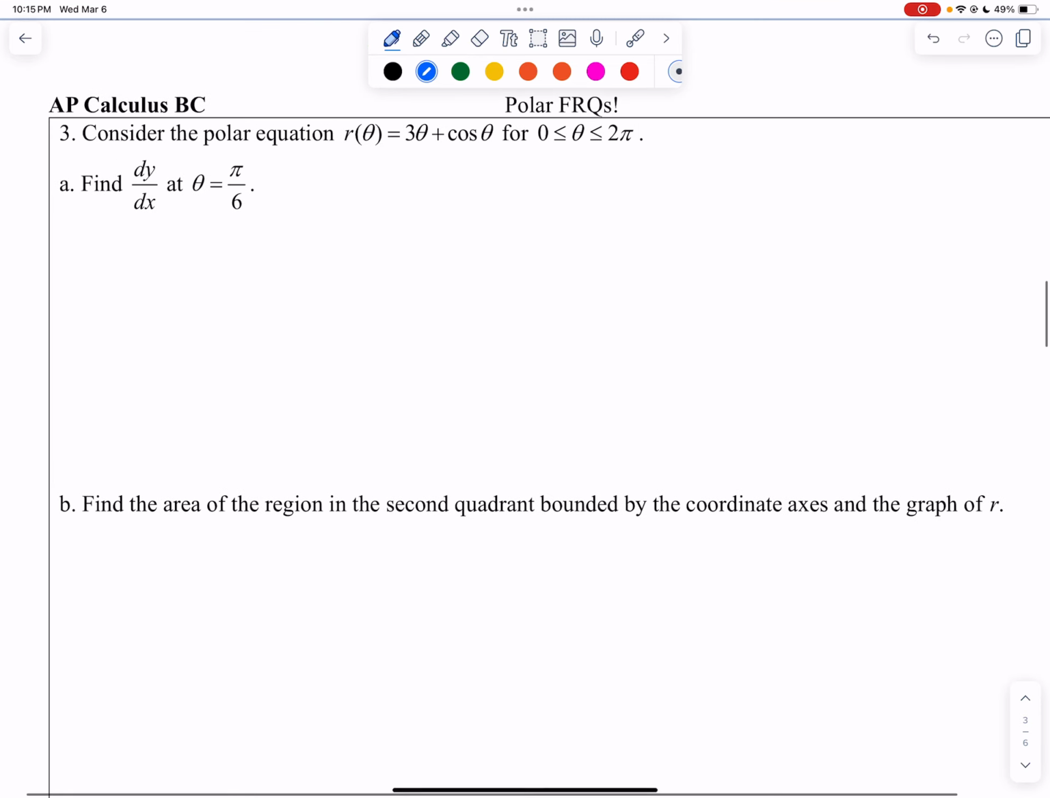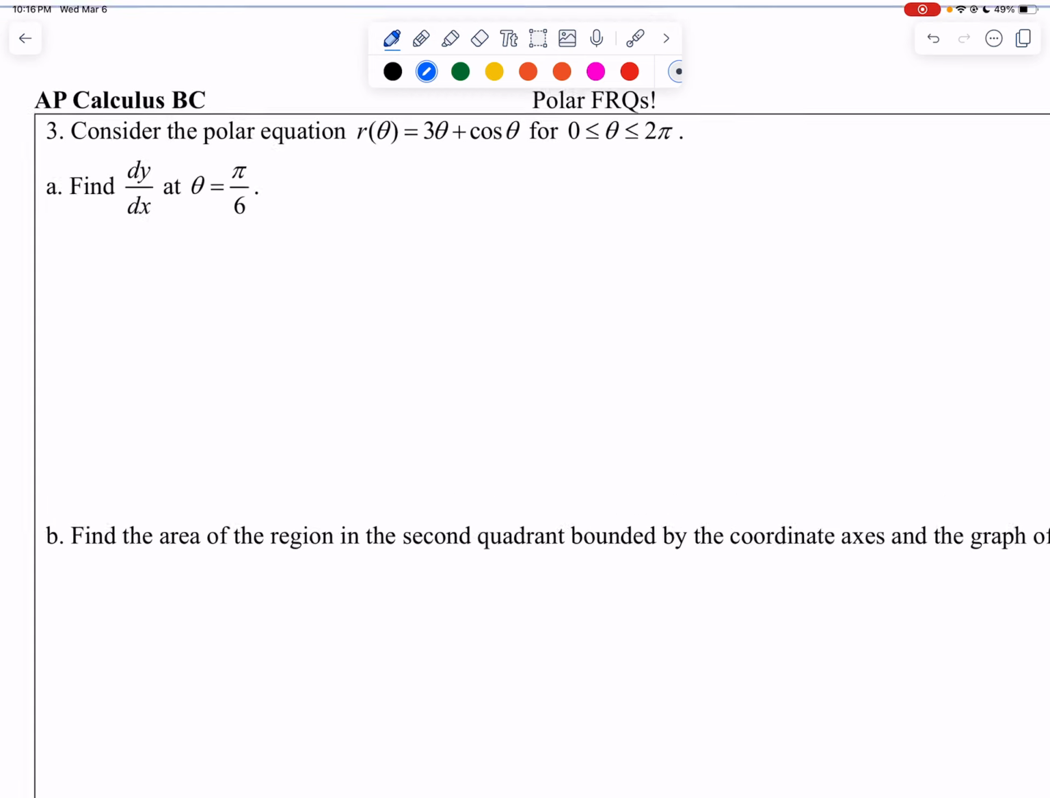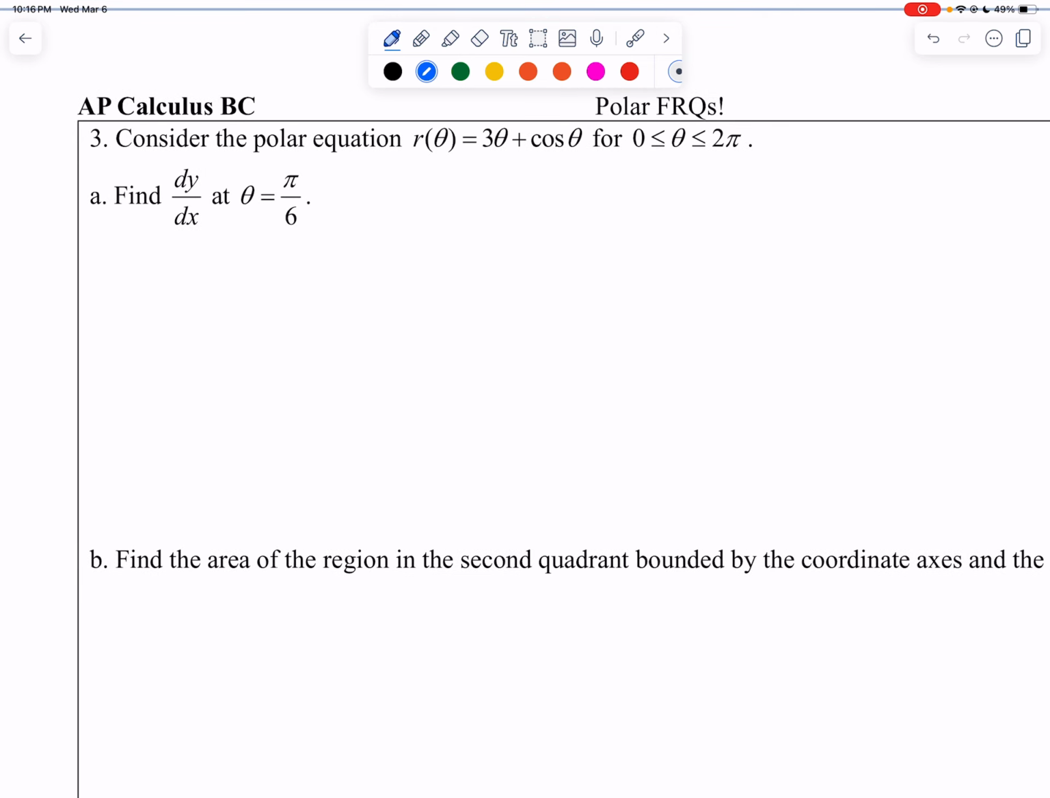We want to consider the polar equation r of theta is equal to 3 theta plus cosine of theta for 0 to 2 pi. And we want to find out what dy dx is at theta is equal to pi over 6. So if we were just to use this without a calculator, I've got to figure out what r of pi over 6 is, what r prime of pi over 6 is, what cosine of pi over 6 is, and what sine of pi over 6 is, so that I could plug everything in.